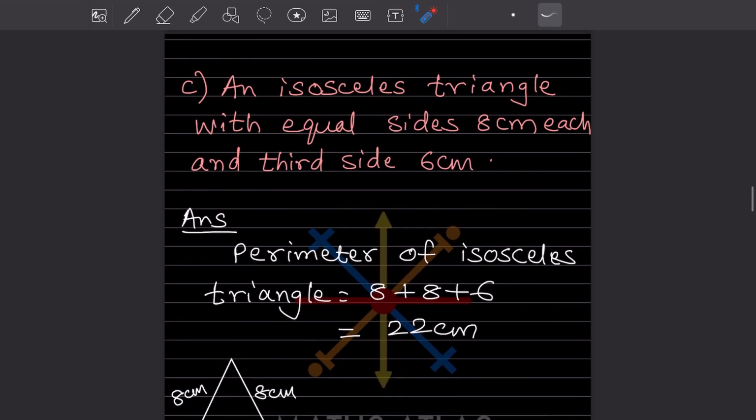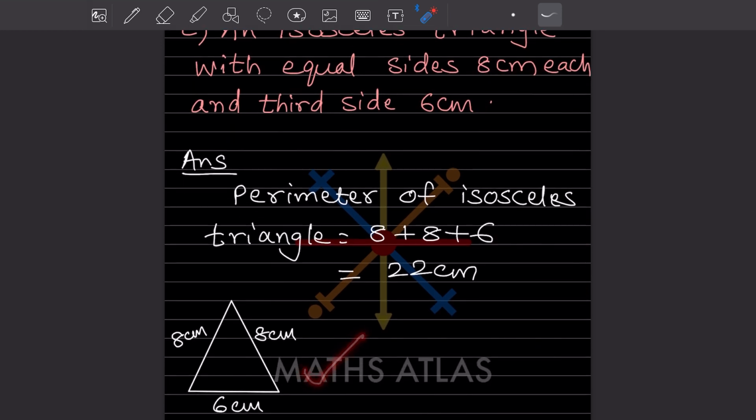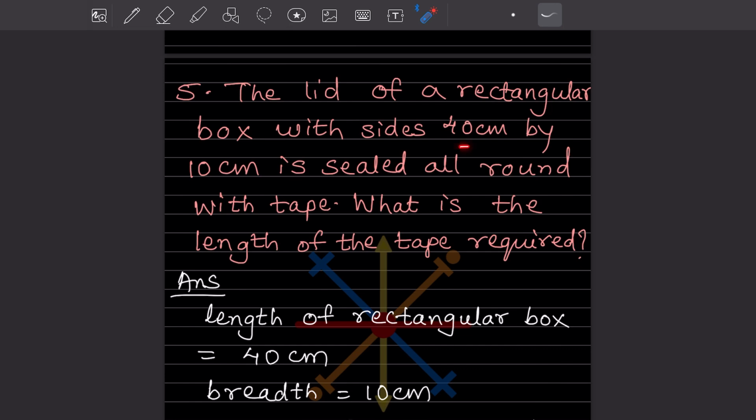Now isosceles triangle. In an isosceles triangle, these two sides will be the same and this will be different. They said with equal sides 8 centimeter each, which means this is also 8 centimeter and this is also 8 centimeter, and the third side is 6 centimeter. Now look here, this is 6 centimeter. This is what I have written over here as well; I have drawn it for your understanding. So the perimeter of the isosceles triangle is 8 plus 8 plus 6, that is 22 centimeter.